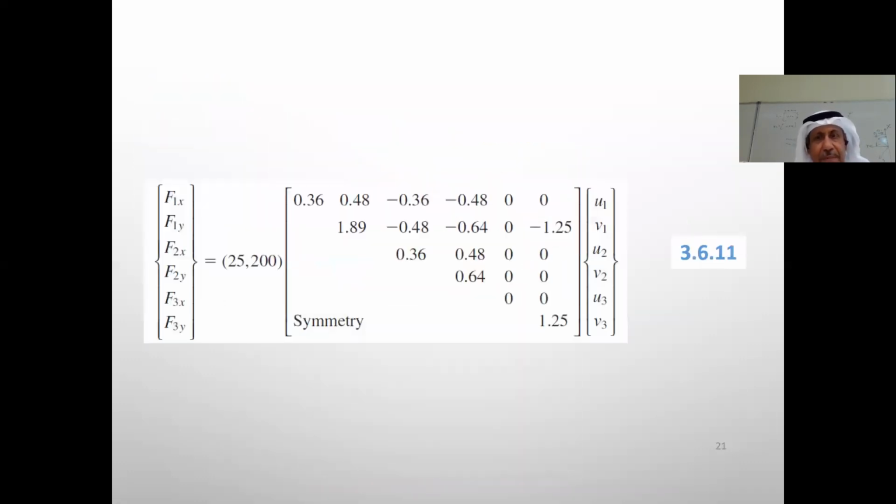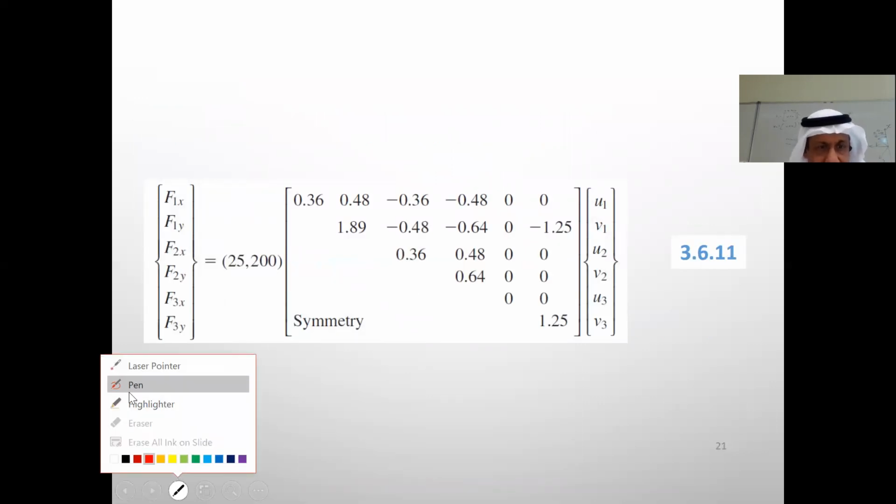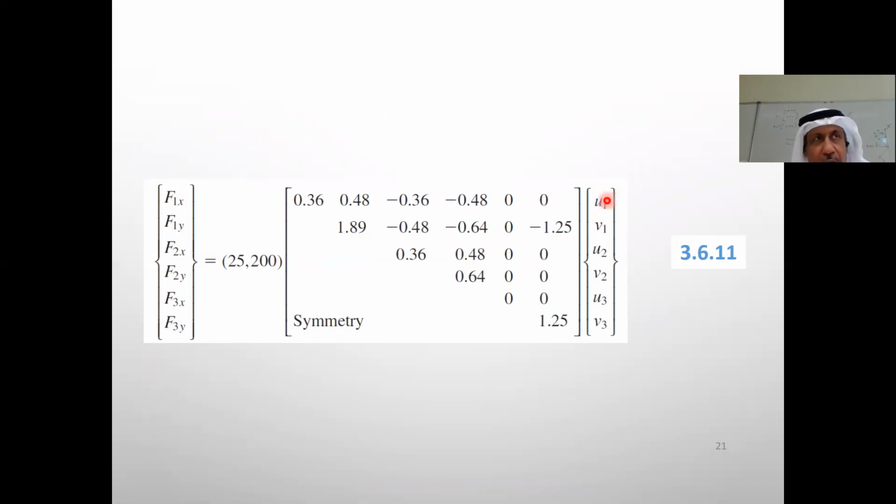Remember this. So what do you want me to write here? I will use the pen here, or let's use laser. So U1 is minus 50, right? Minus 50 mm. V1 unknown. 0, 0, 0, 0. Can you get me one equation with one unknown from this equation? How do you extract? This is very, very important. I want one equation with one unknown.